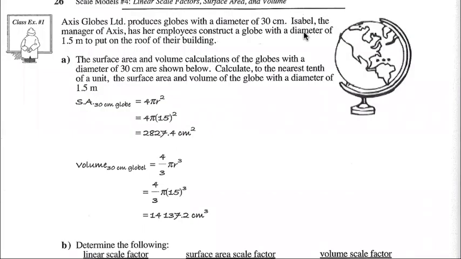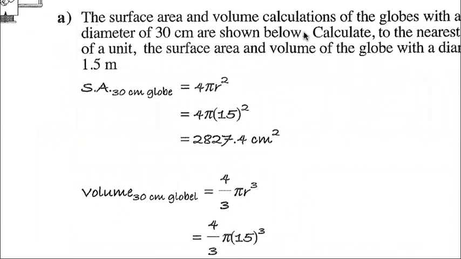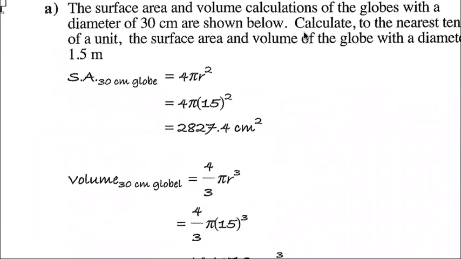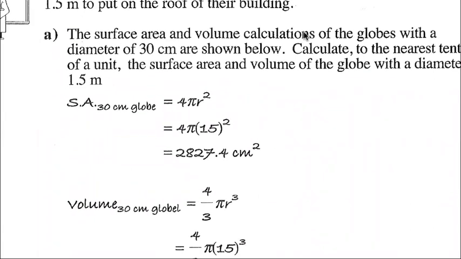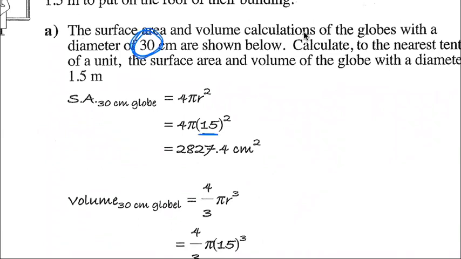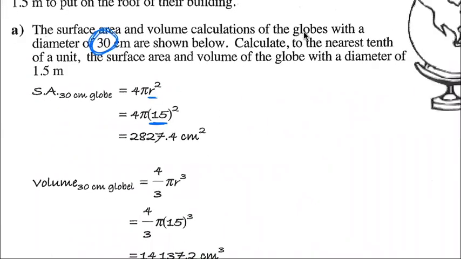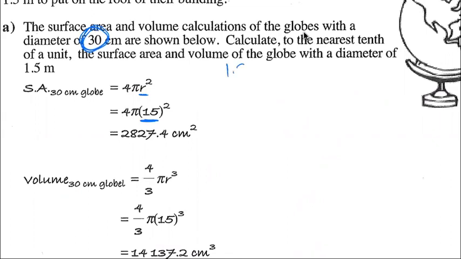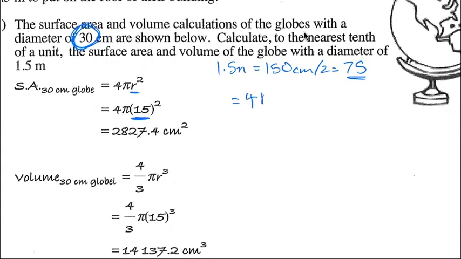Okay, so here we go. They've already calculated the surface area and volume using the formulas for a sphere for a diameter of 30. So you're probably wondering, well, this is 30, but this says 15. Remember, our formula uses radius. Radius is half of the diameter. Now I need to do this for the 1.5 meter globe. 1.5 meters is 150 centimeters, and half of that is 75. So 75 centimeters is my new radius. I put that in my formula, 4 pi r squared, or 4 times pi times 75 squared. I get 70,650.